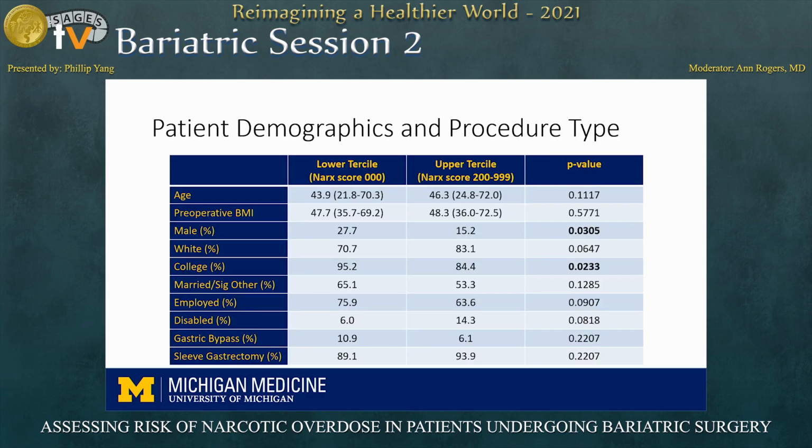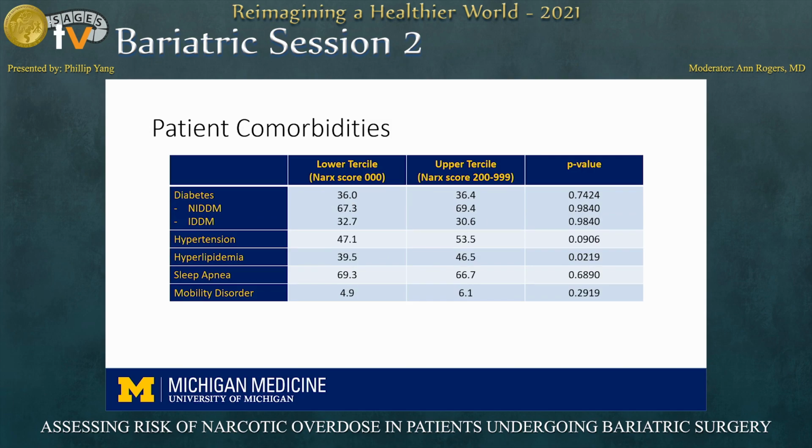Patient demographics are as follows. The mean age and preoperative BMI were similar between patients in the upper and lower terciles. We found that patients in the lower tercile were more likely to be male and college educated. And of note, the majority of patients in both groups had the sleeve gastrectomy procedure.